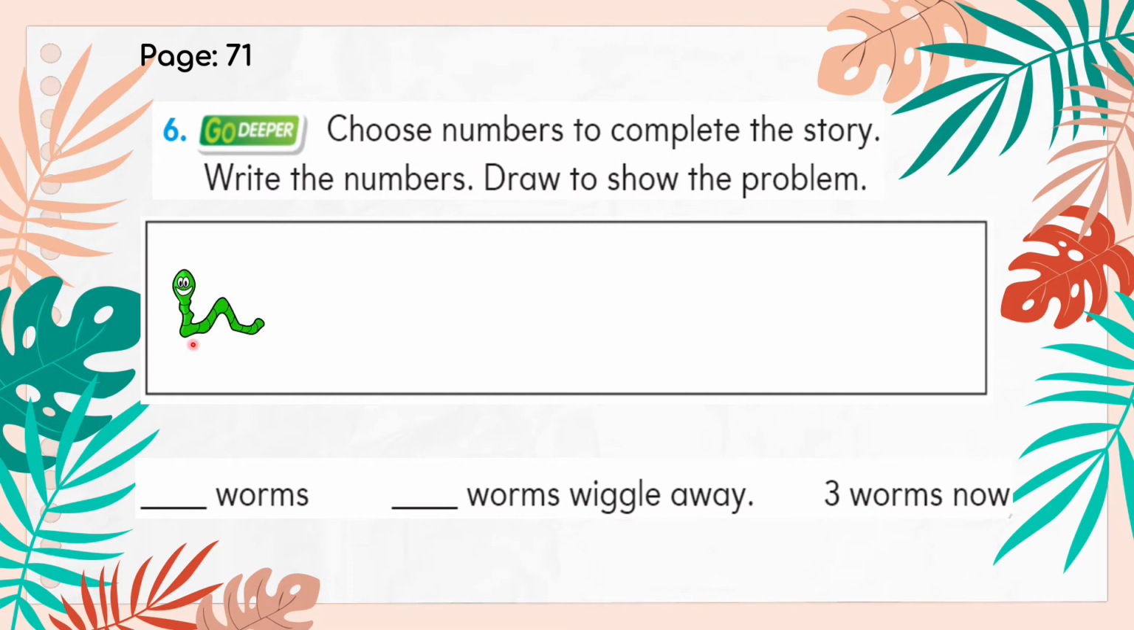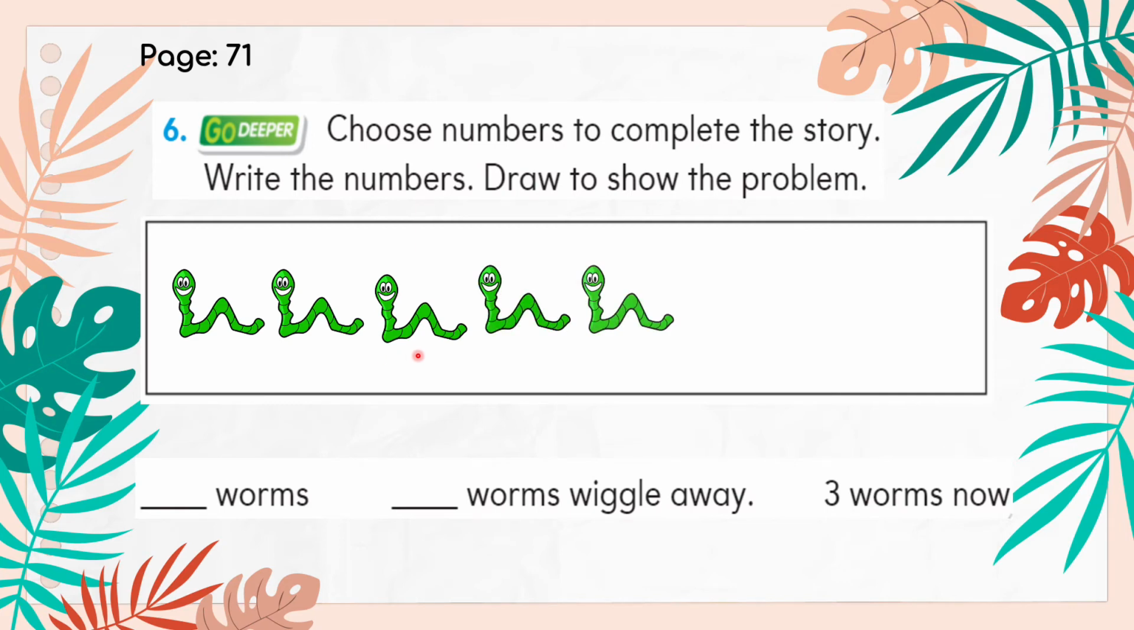We have 1, 2, 3, 4 and 5. So we start with 1, 2, 3, 4 and 5 worms. Now we are going to look at how many worms are going to wiggle away so that we are left with only 3 worms. So the first worm wiggles away. We are going to see how many worms we have now. Do we still have 3 or not?